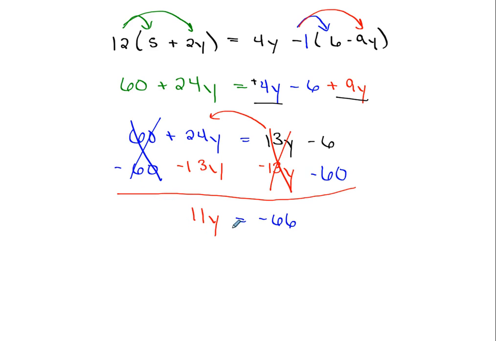I don't want 11y's. I want 1y. Divide both sides by 11. Negative divided by positive is a negative. 66 divided by 11 is 6. So y is equal to negative 6.